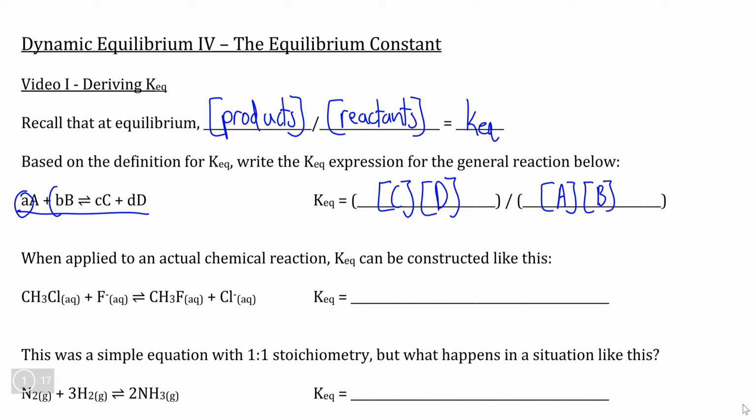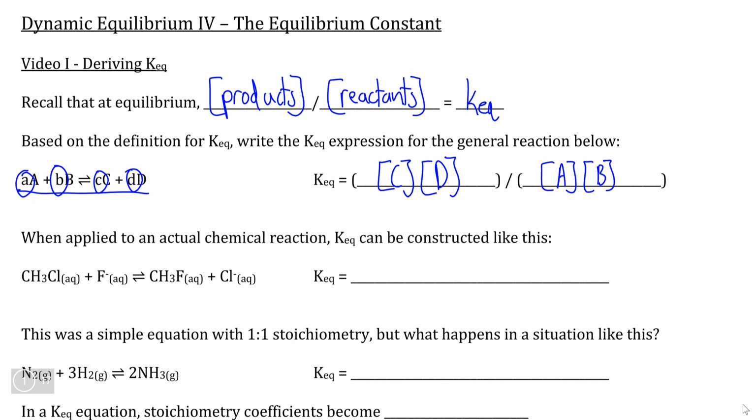For the observant among you that caught that the lowercase letters represent stoichiometry coefficients, we will put this on hold and revisit it later after seeing how to deal with it in an actual KEQ expression. So if we look at this reaction here, this is a relatively simple equilibrium system where the stoichiometry coefficient of every one of the reactants and products is 1, so it should be fairly straightforward to write.